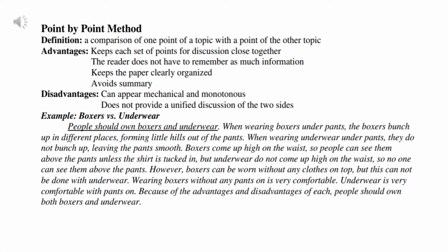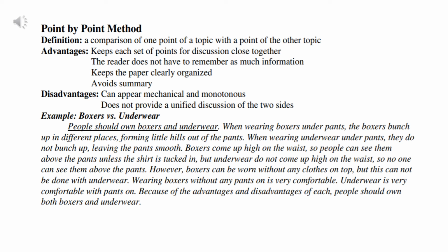Point by point method. Definition: a comparison of one point of a topic with a point of the other topic. Advantages: keeps each set of points for discussion close together. The reader does not have to remember as much information. Keeps the paper clearly organized and avoids summary. Disadvantages: can appear mechanical and monotonous and does not provide a unified discussion of the two sides.